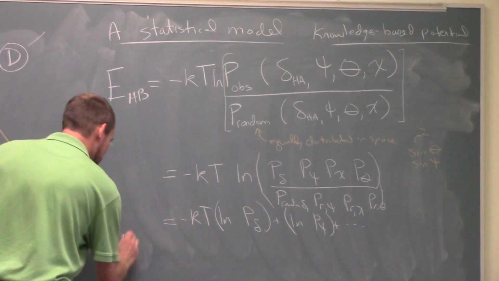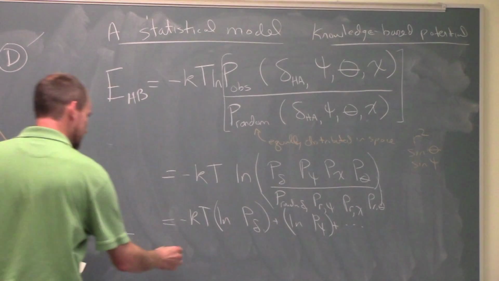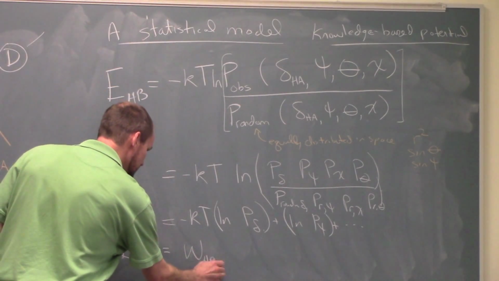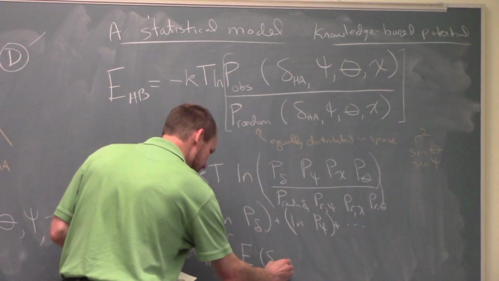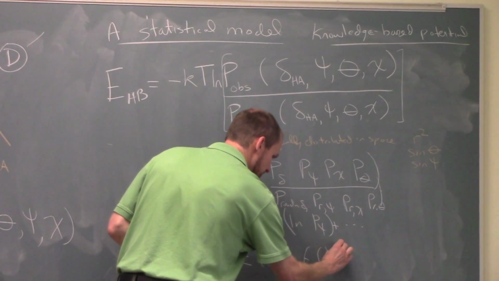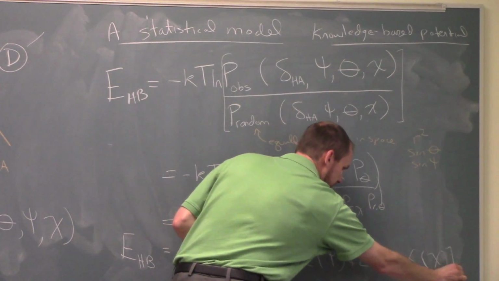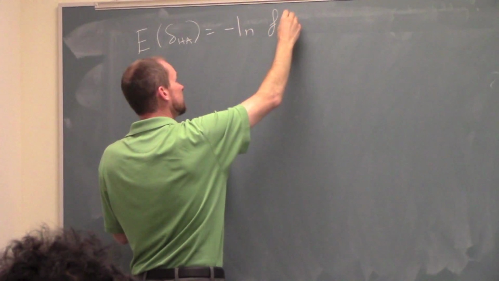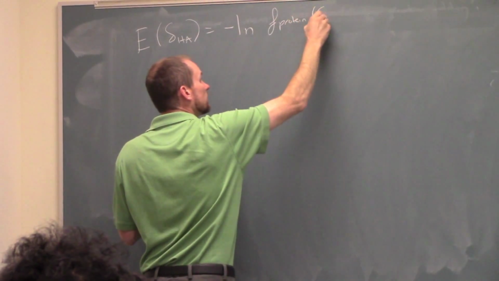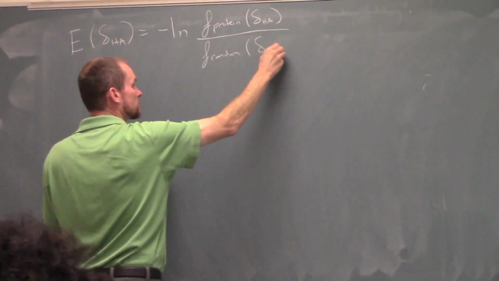And then each of these natural log pieces we can look at as individual energies. So we can take the energy of the hydrogen bond equals some constant that I'm going to call WHB, times kT, times an energy according to the distance, plus an energy according to psi, plus an energy according to theta, plus an energy according to chi. The energy for delta HA would then be opposite natural log of the frequency of seeing delta HA in a protein, divided by the frequency in some random set of seeing delta HA.